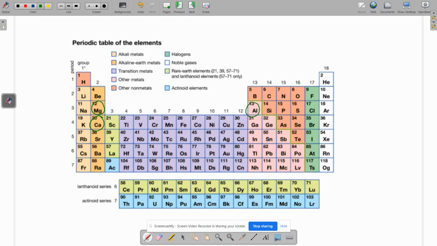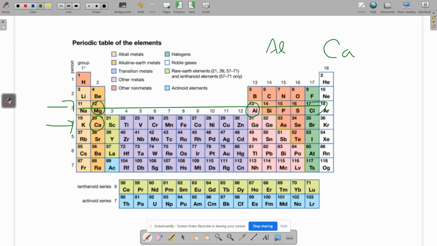Well, I would say that these two guys have three energy levels, but this guy, calcium, has four. So calcium, without a doubt, is going to be largest, because having four energy levels is for the most part always going to be bigger than something with three energy levels. And then looking between magnesium and aluminum, as you go across the periodic table, you keep adding one more proton. So you increase the nuclear charge, which pulls the electrons in closer. So size decreases going across. So aluminum is going to be smaller than magnesium.